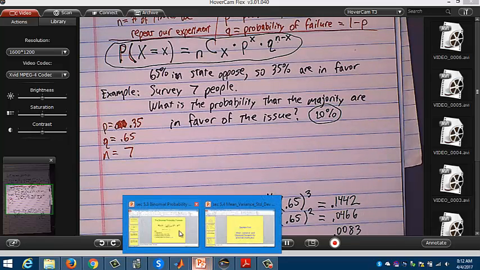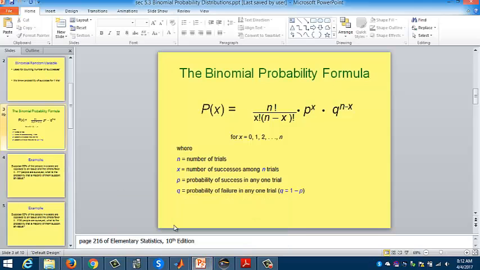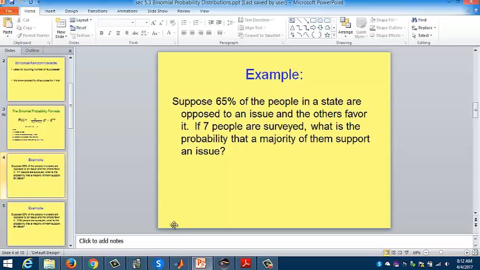This problem here. No, this one here. We're trying to figure out what's the probability that a majority of 7 people surveyed support the issue. And again, we decided that if 65% oppose it, that's going to be my q. And little p is going to be 35%.